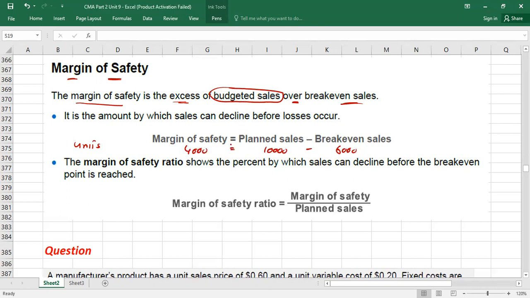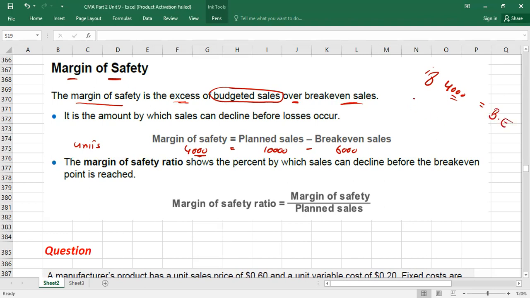What does it mean? Now link this point. I'm talking about units only. Please remember this point: margin of safety is 4,000 units. If your actual sales decrease by exactly 4,000 units, you will be exactly at the break-even point.